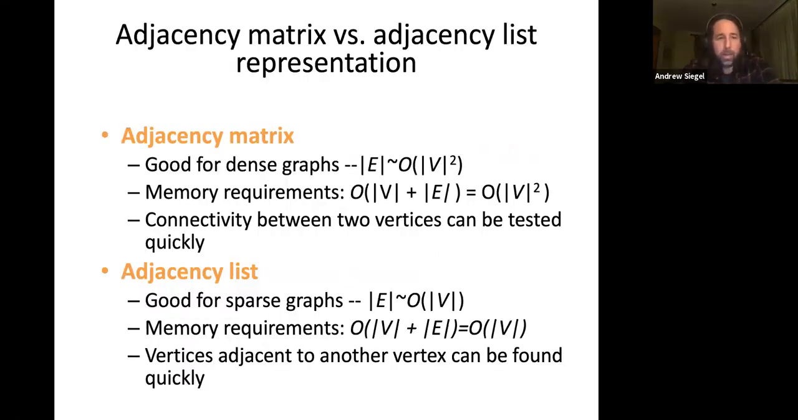Okay, and if we look at it, we can see what the memory complexity is. So adjacency matrix, I'll just say at a high level, is good for dense graphs. The connectivity between two vertices can be tested very quickly. It's always nice to use arrays. And adjacency list is good for sparse graphs. I'll let you check the limits. They're pretty obvious. And vertices that are adjacent to another vertex can be found very quickly. So they're good for different things.